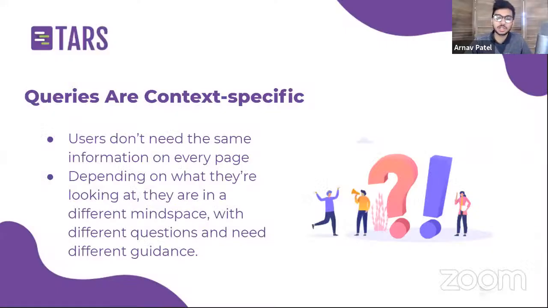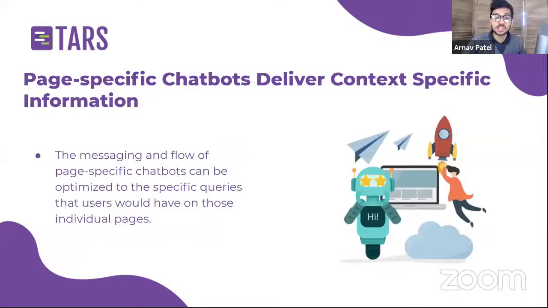So this is what I was just talking about. We talked about the value of chatbots in general. They offer contextual knowledge to the user that can help them navigate the flood of information that websites and web pages give them. But the issue is that depending on which web page they are on your site, your prospects are in a completely different mind space. They have a different set of questions going through their mind. They need a different set of guidance from you, and your chatbots need to adapt accordingly.